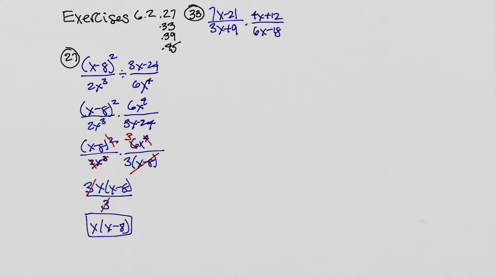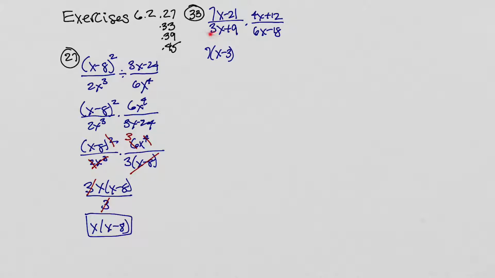Now here in problem number 33, we're going to multiply this rational expression by this expression. And we know how to do that. What we're going to do is factor everything in sight. So let's do that first, and then if we see any common factors, we'll cancel them. So let's see what we can do here. We can take a 7 out of here, and doing so, this will give us 7 and x minus 3.